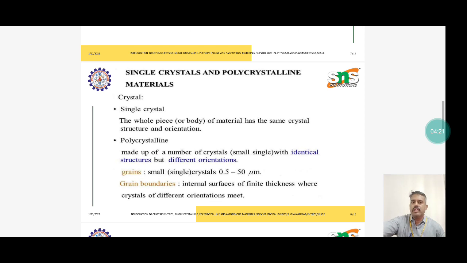Then single crystal and polycrystalline materials. In a single crystal, the whole piece, that means the entire crystal, has the same nature and orientation of atoms, but polycrystalline changes from that. The grains of the crystal are about 0.5 to 50 micrometers. The grain boundaries are internal surfaces of finite thickness.